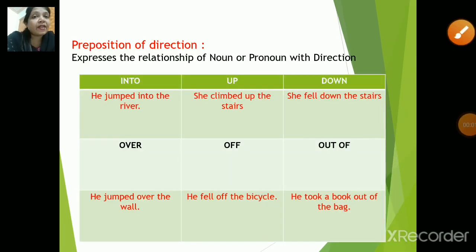Now prepositions of direction express the relationship of a noun or pronoun with direction. Now children, over here we have a few words like into, up, down, over, off, out of. For into, we can use a sentence like he jumped into the river. Up: she climbed up the stairs. Down: she fell down the stairs. Over: he jumped over the wall. Off: he fell off the bicycle. Out of: he took a book out of the bag.